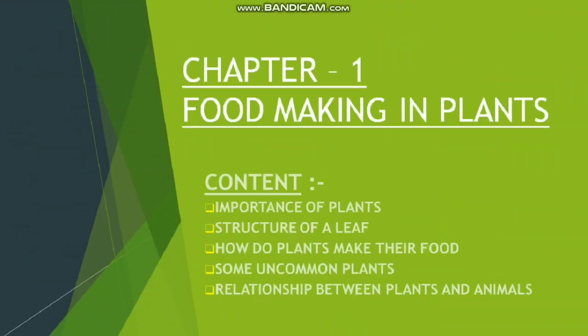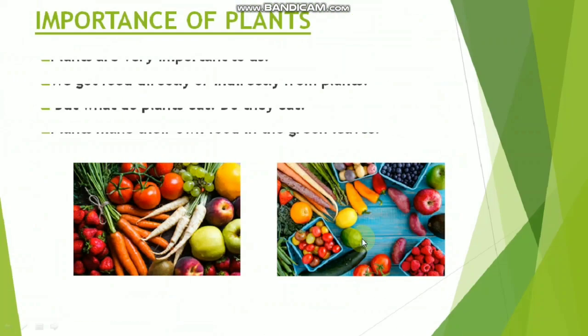Hello students, today we'll start our first chapter for class 4th science, that is food making in plants. In this chapter we will read about importance of plants, structure of a leaf, how do plants make their food, some uncommon plants and relationship between plants and animals. So let us start with the first topic, that is importance of plant.